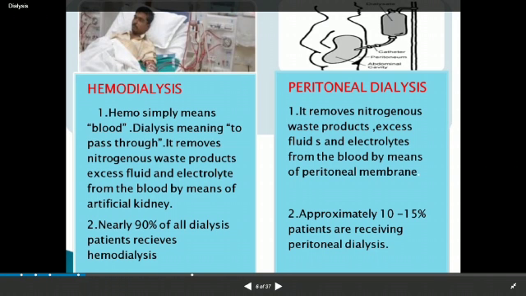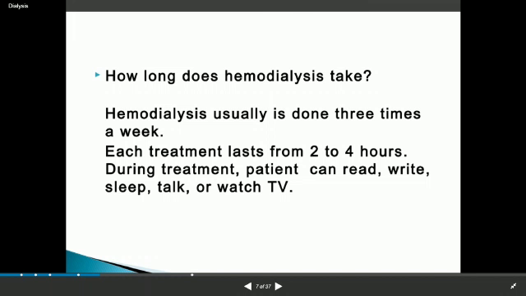But what is peritoneal dialysis? It removes nitrogenous waste products, excess fluid, and electrolytes from the blood by means of the peritoneal membrane. The peritoneal membrane is the membrane inside the abdomen which surrounds all our visceral organs in the abdominal region. Approximately 10 to 15% of patients receive peritoneal dialysis. So first we will discuss the process of hemodialysis.